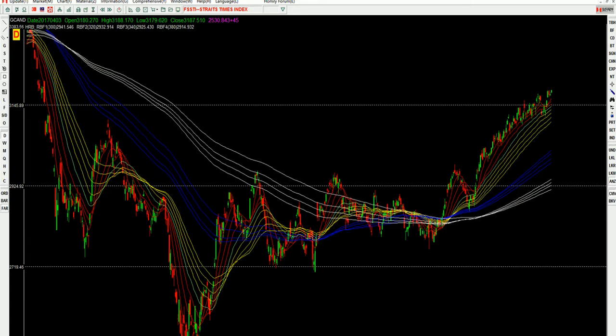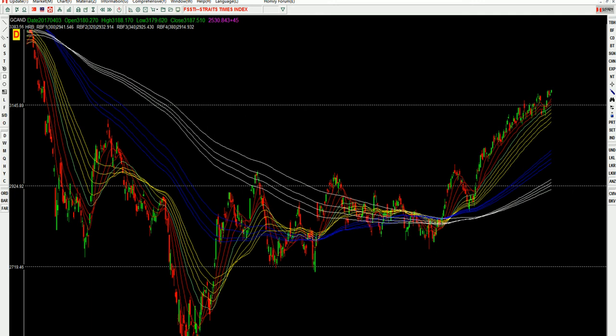And the next one, we can judge the trend according to the homely rainbow. Okay, homely rainbow, we can see so many lines. The white line is for the long term. The blue line is for the medium long term. The yellow line is for the medium term. The red line is for the short term. And the green line is the lifeline. So if you want to judge the trend, you can use the homely rainbow to judge.